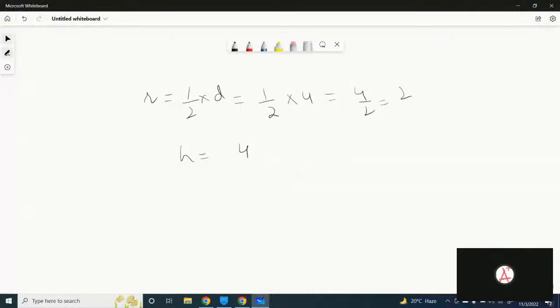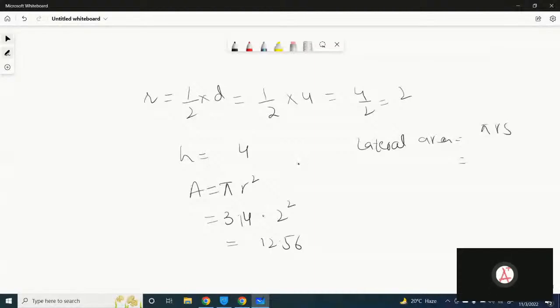First of all, you have to find the area of the base. Got it? The area of the base is a circular shape, so the area of the circular shape is always pi r square. Got it? Pi is 3.14 and r is 2, so it would be 12.56. Now you have to find the lateral area. Got it? The lateral area is pi r s. Pi has the value 3.14, r has the value 2 and s has the value 4. S is actually the slant height. So it would be 25.12.